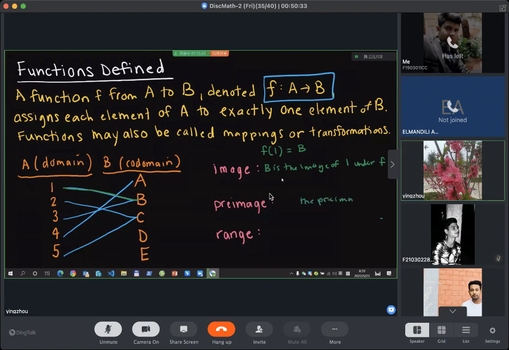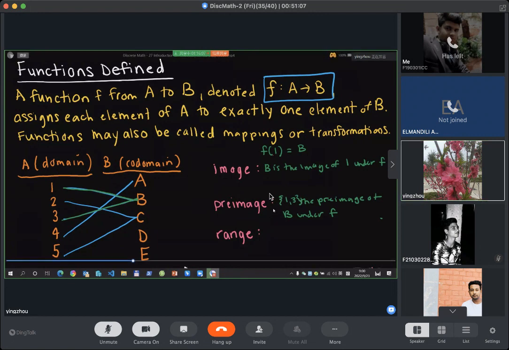The image can be seen as the output, and the pre-image as the input, under f. But be careful, because notice 3 also maps to b. So I have to say 1 and 3, or the set of 1 and 3 more specifically. For each element, the image should be only one, but for the pre-image, there can be many pre-images for the same value.